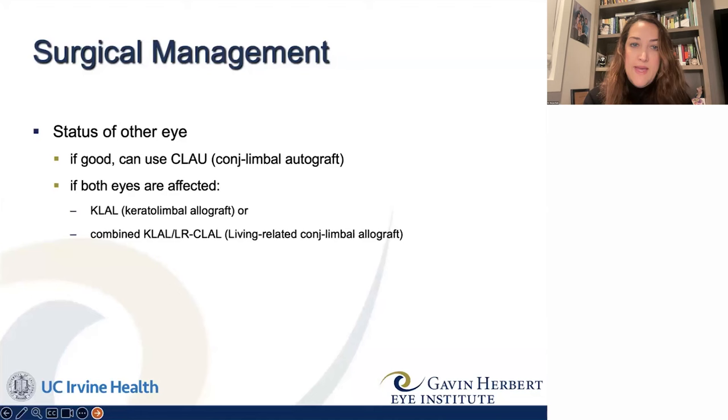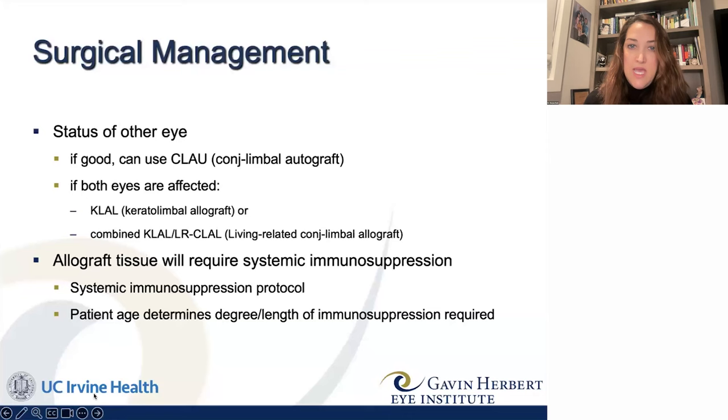We call that a conjunctival limbal autograft. It's nice to be able to use the patient's own tissue as then the patient does not have to be immunosuppressed. But if both eyes are affected and both eyes are diseased, then we're looking at allograft tissue. And this can come from a cadaver, a keratolimbal allograft, or from a living related person. So that's a conjunctival limbal allograft. And if the patient has family or siblings, they can be tissue matched. And their tissue, as long as that is healthy, can be used as well.